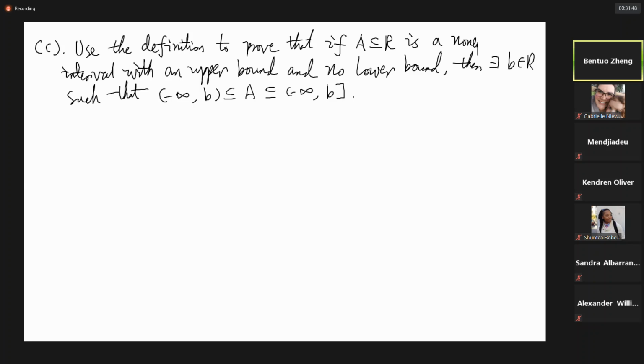So this is actually similar to B. The difference is in B, the set A has both an upper bound and a lower bound. But in C, the set A is non-empty, has an upper bound, but no lower bound. In this situation, A is an infinite interval, from negative infinity to B. All right, so let's look at the proof.